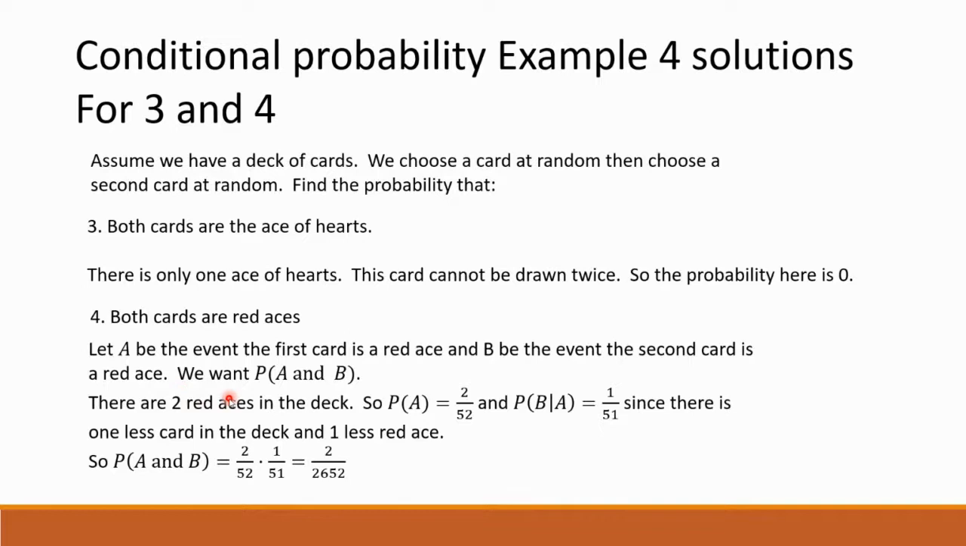So the probability in this case of A and B is this product, 2 out of 52 times 1 out of 51. And I fixed the numerator, sorry about that. We get 2 over 2,652. That's pretty small. That's what we get here. All right, that's good.